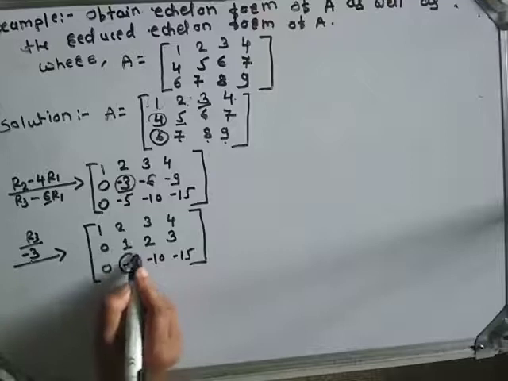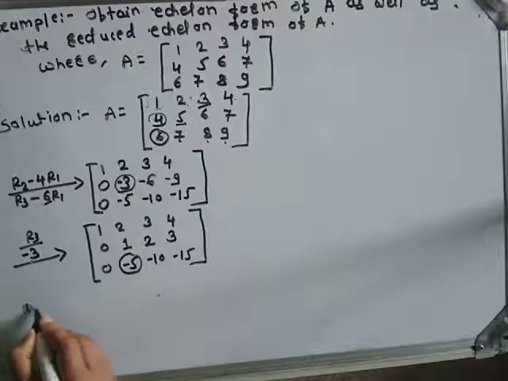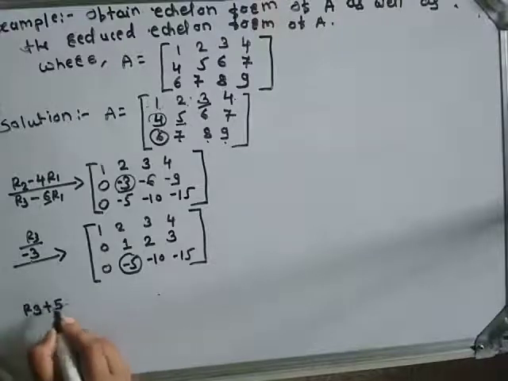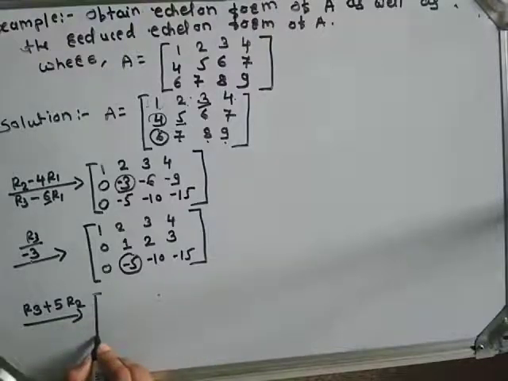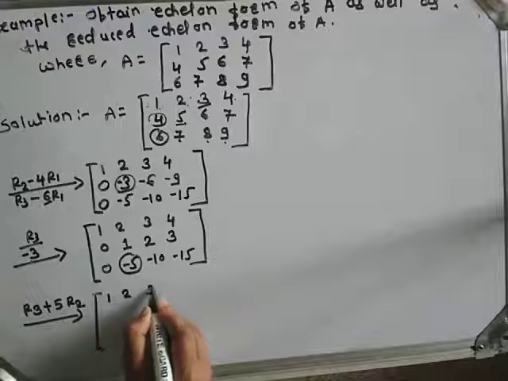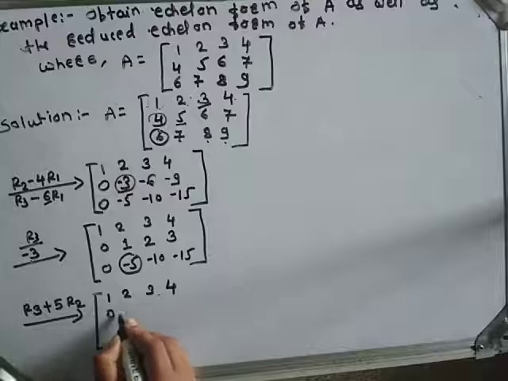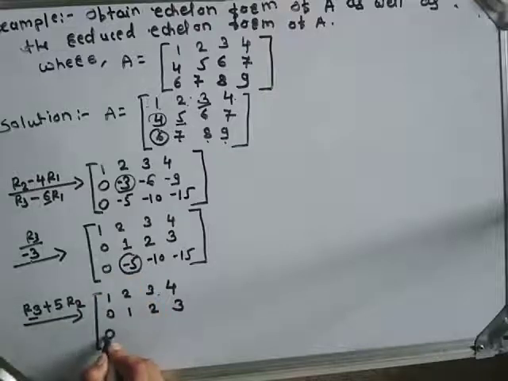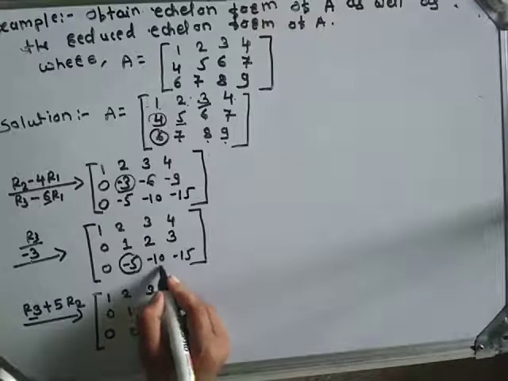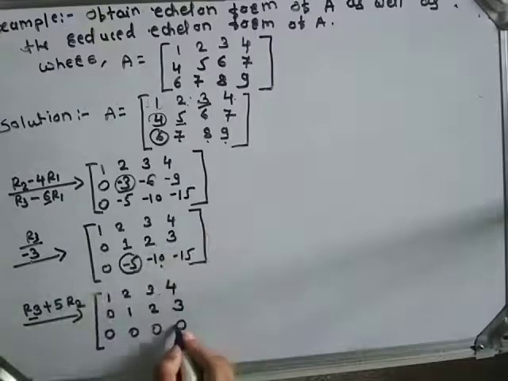Here we require 0. Therefore, we perform operation R3 plus 5R2. First row is as it is 1, 2, 3, 4. Second row is also as it is 0, 1, 2, 3. 0 plus 0 is 0. Minus 5 plus 5 0. Minus 10 plus 10 0. Minus 15 plus 15 0.